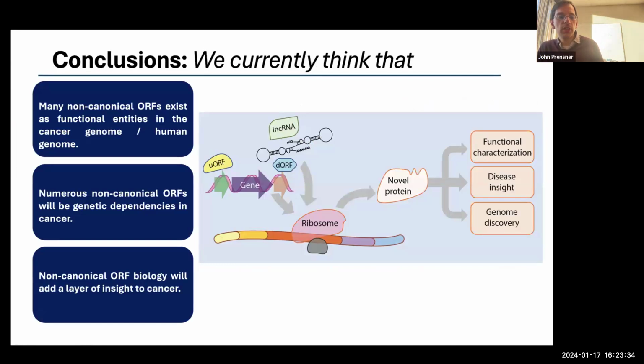So in summary, at this point, we currently think that there are many of these non-canonical open reading frames in the cancer genome. We think that numerous non-canonical open reading frames, many of them are going to be genetic dependencies in cancer, maybe disease targets, and ultimately that these non-canonical open reading frames may encode microproteins that are going to give us this new layer of insight into cancer that helps to open up maybe new biological discoveries.